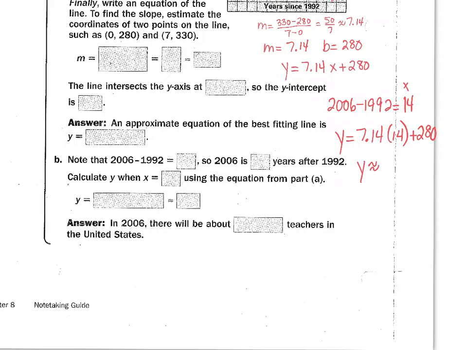We don't want to write 379.96. We want to round it to 380, right? But is that the number of teachers? Nope, because the chart is in 10,000s. So what is 380 times 10,000? So there are 3,800,000 teachers in the United States in 2006. Is that going up?